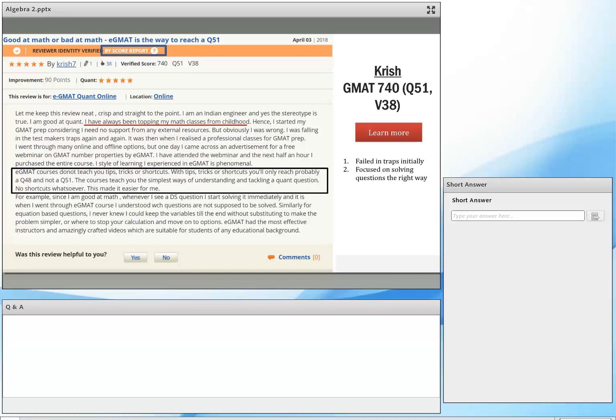Frustrated with the lack of progress, he made sure that he changed his approach. That's when he started following a methodical approach and changed his approach to solving data sufficiency questions significantly. After making these changes, he was able to improve his quant score to Q51, and that's the highest possible. And he ended up scoring a 740.